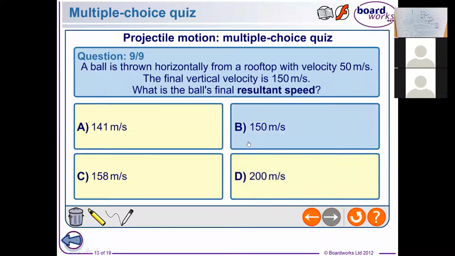Okay, last question. A ball's thrown horizontally, again, exactly the same. We want to work out the final resultant speed. So how do we work this one out? Sadie? We know the final vertical velocity. So how do we work out the resultant speed?